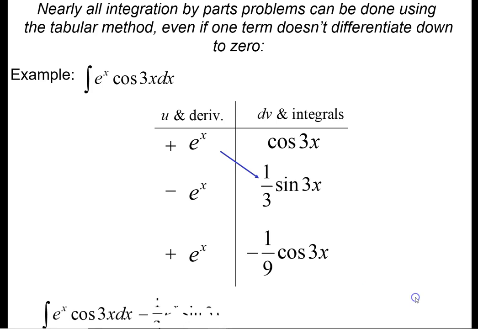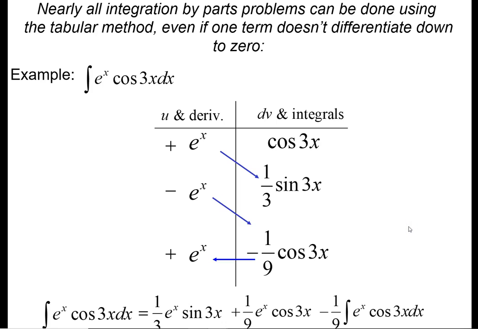So the first part of my antiderivative is 1/3 e to the x times sine of 3x minus, it's minus and then a negative 1/9. So plus again, 1/9 e to the x cosine of 3x. And then when you go across, that's your integral. So then it's minus, because of this negative sign, the integral of 1/9 e to the x cosine of 3x.